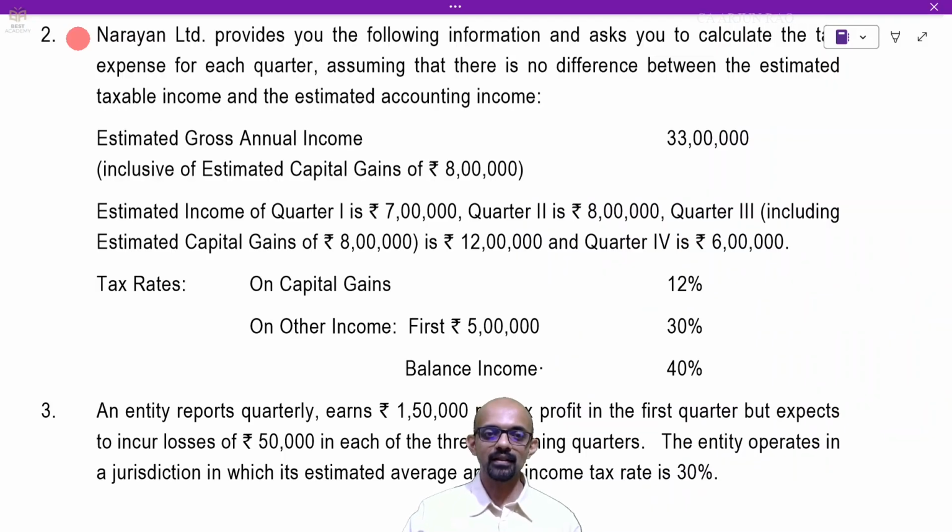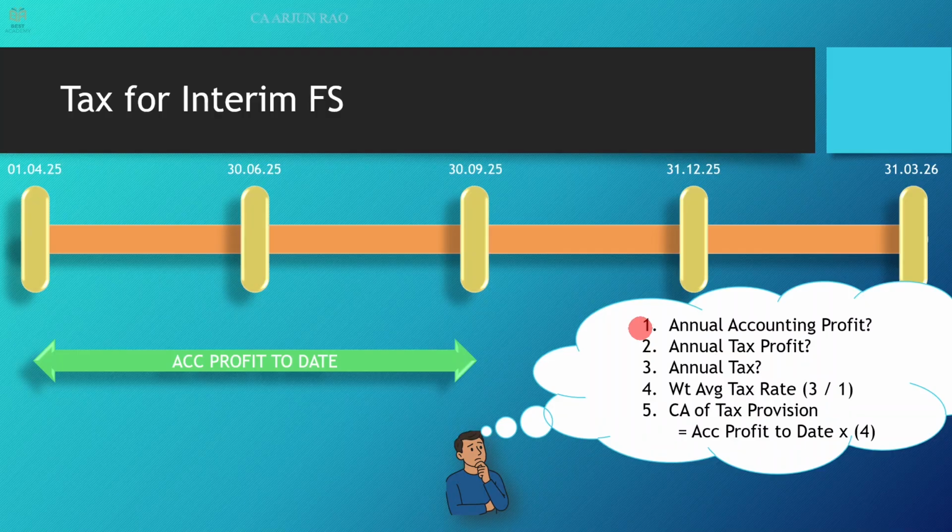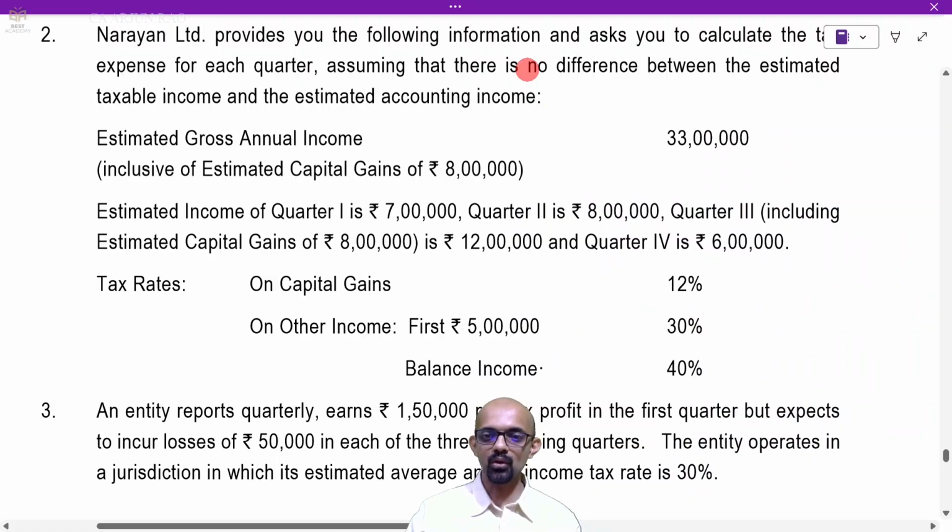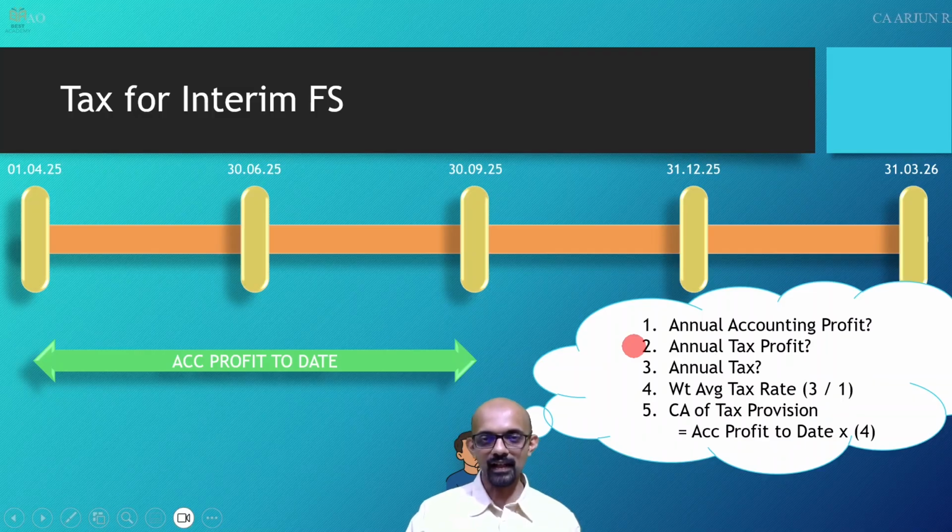So let's revise the test your knowledge question 2 from the study material. The estimated gross annual income is 33 lakhs and it includes capital gains of 8 lakhs. They are estimating this. That is the first value, annual accounting profit, right? And then it is mentioned there is no difference between estimated taxable income and estimated accounting income. That is the second step. Annual tax profit is the same as the first step.